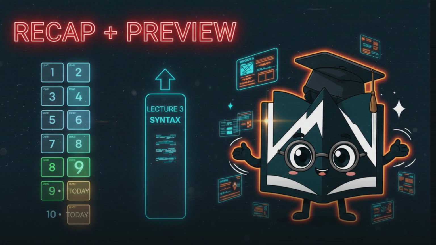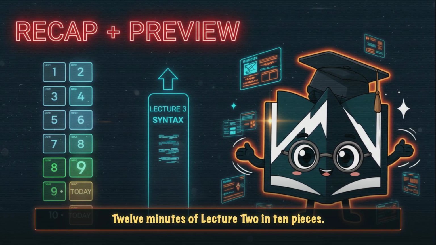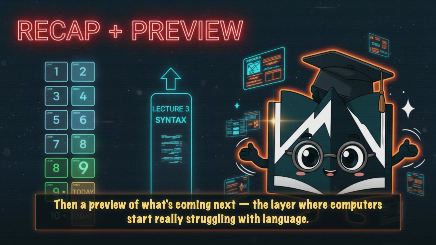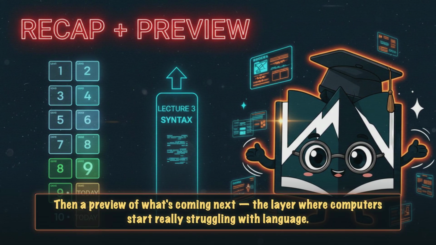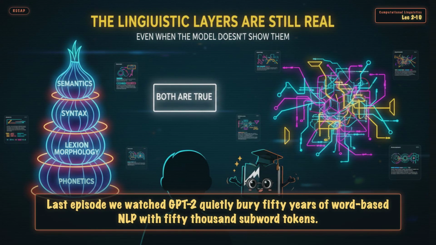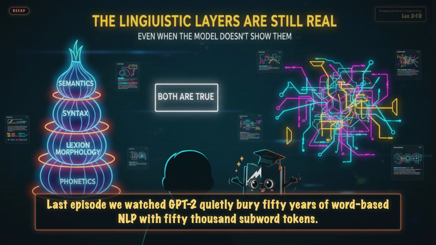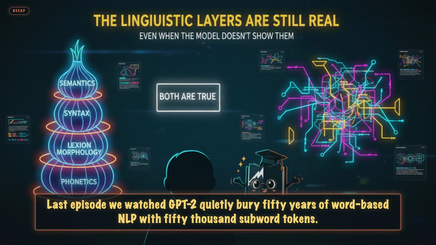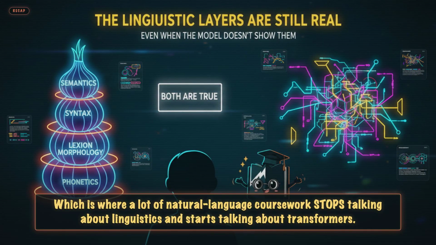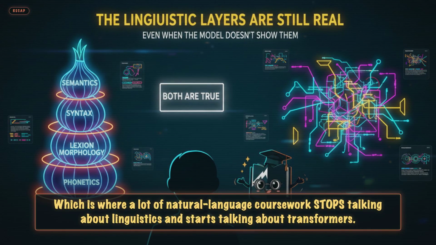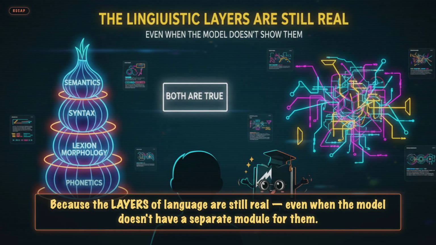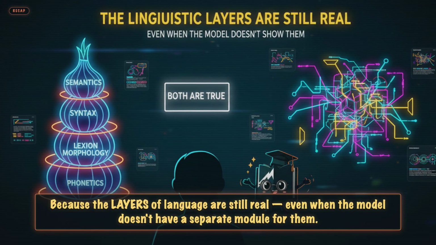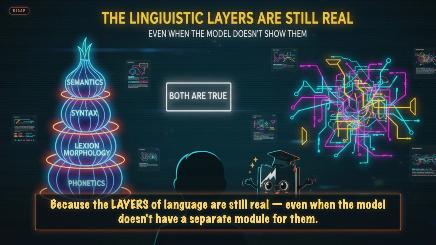This is the recap. Fast, pointed, 12 minutes of Lecture 2 in 10 pieces. Then a preview of what's coming next, the layer where computers start really struggling with language. Syntax. Last episode, we watched GPT-2 quietly bury 50 years of word-based NLP with 50,000 subword tokens, which is where a lot of natural language coursework stops talking about linguistics and starts talking about transformers. We are not going to make that jump, because the layers of language are still real, even when the model doesn't have a separate module for them.